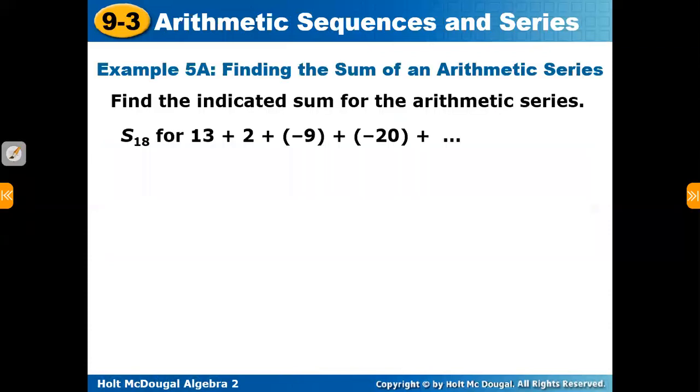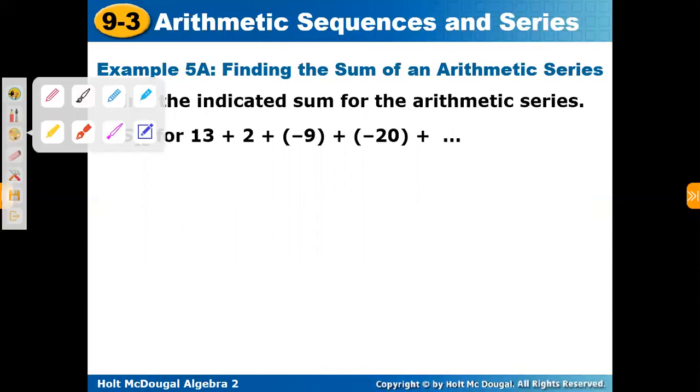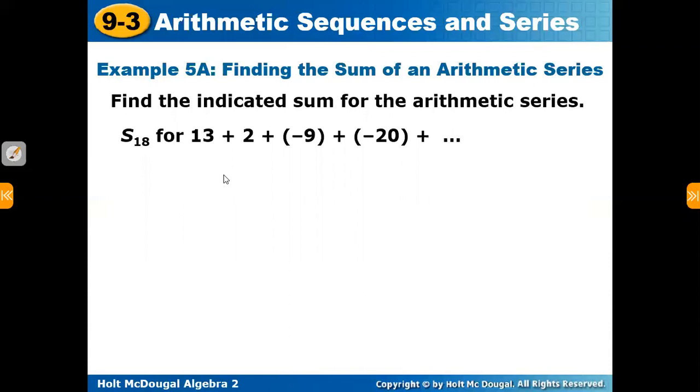So in this question, they asked us to find the sum of 18 terms. So first of all, I have a1, I have n, but I'm still missing an. I don't know what is an. Now, since they asked me to find for 18 terms, that means I have to find a18. My an is the a18th term.